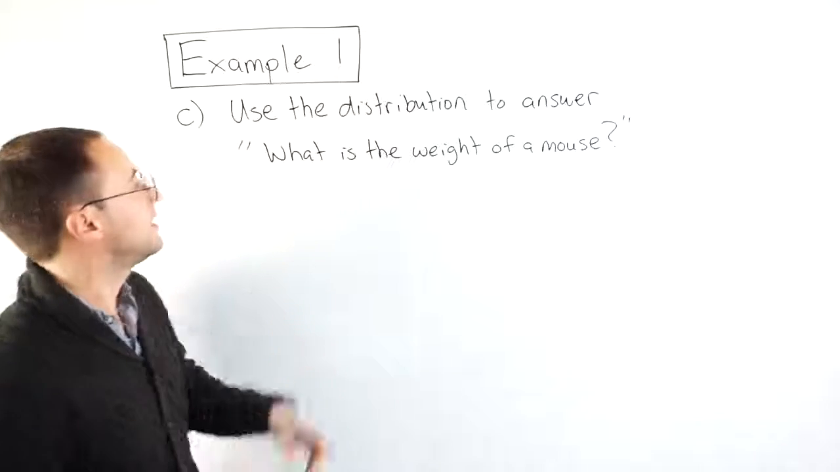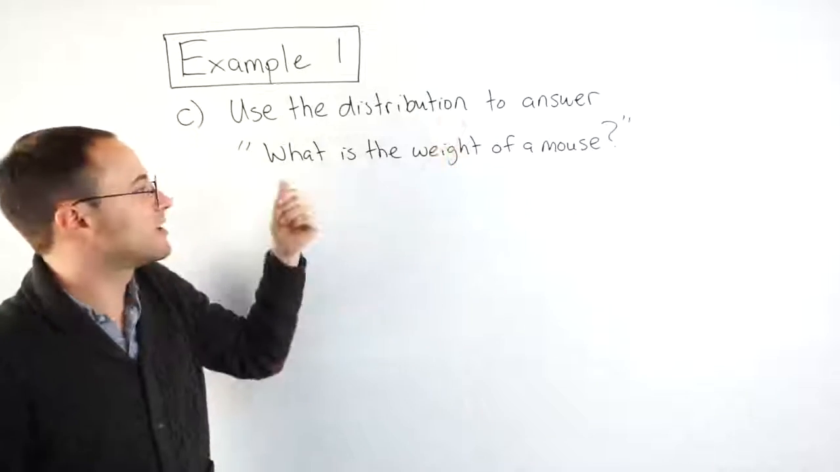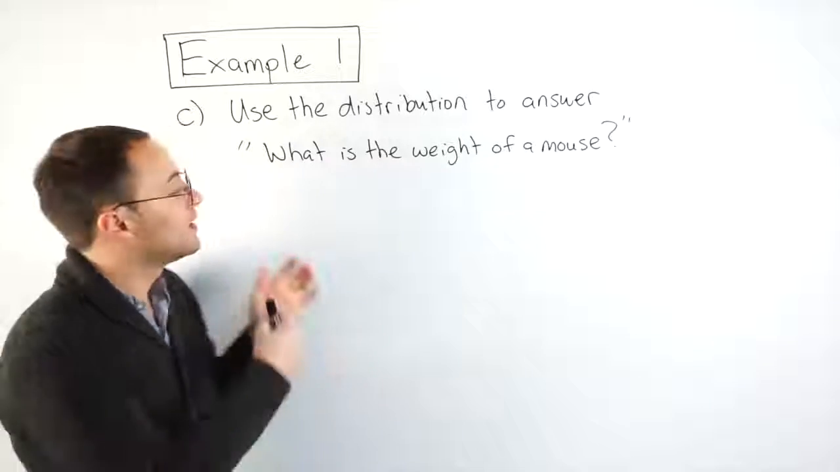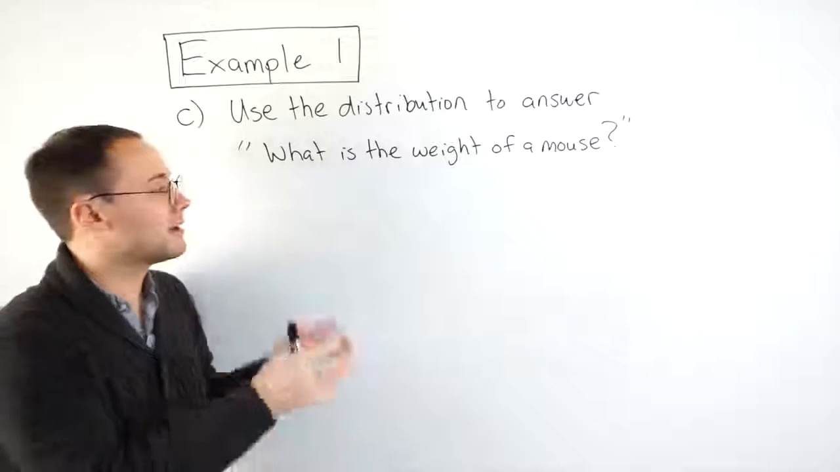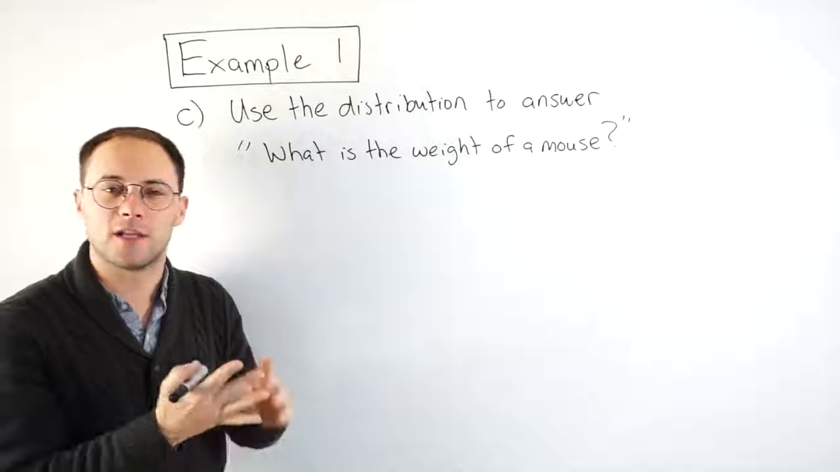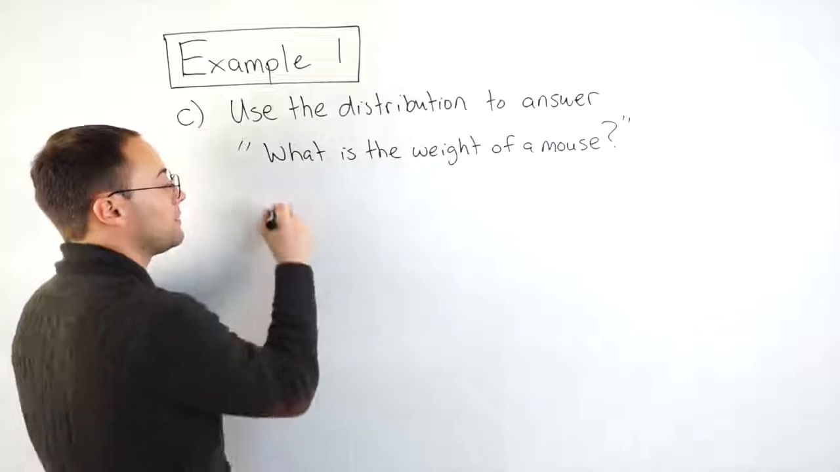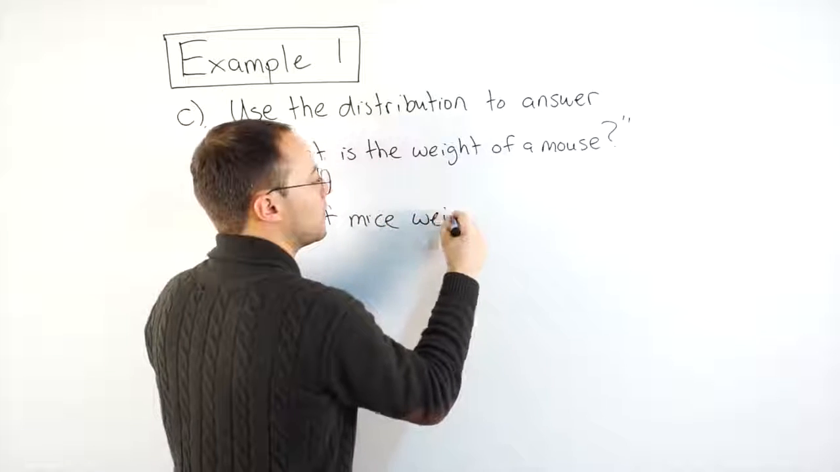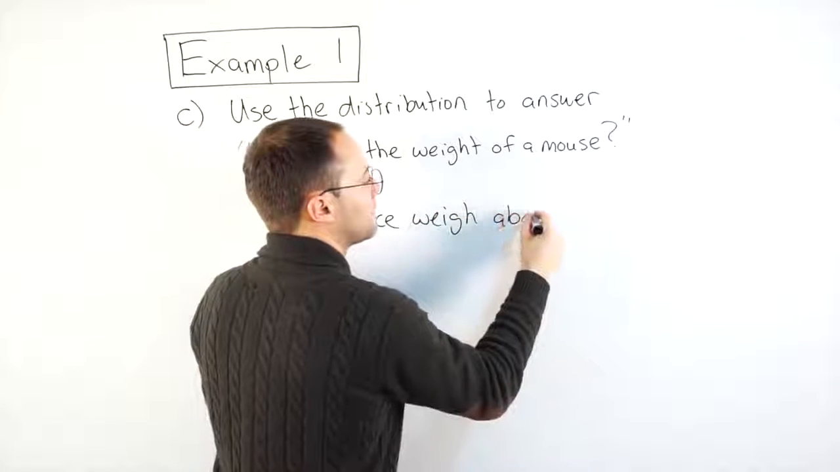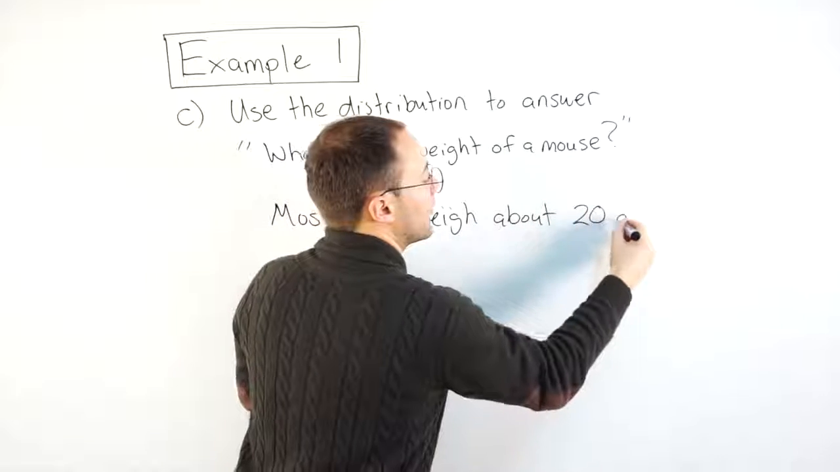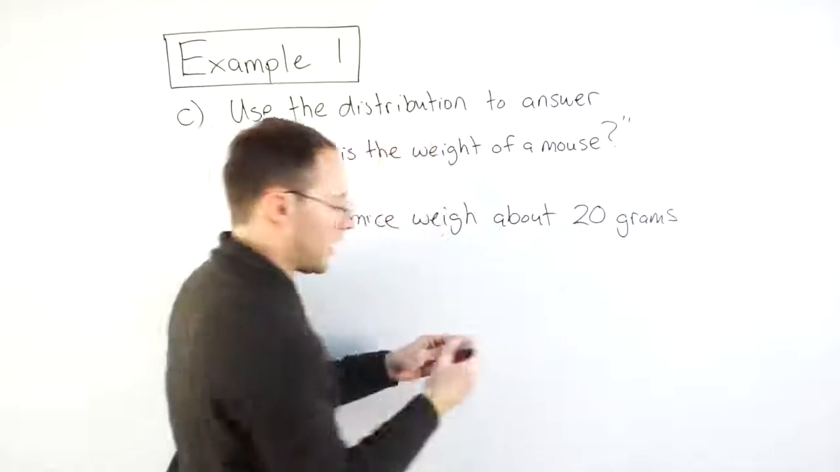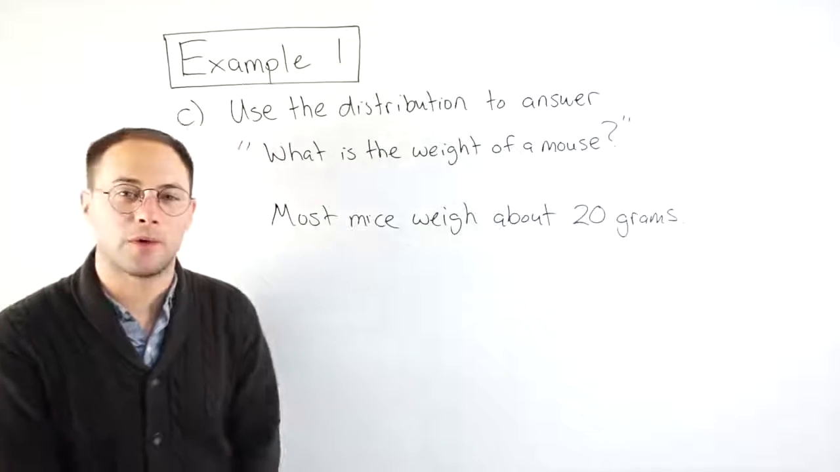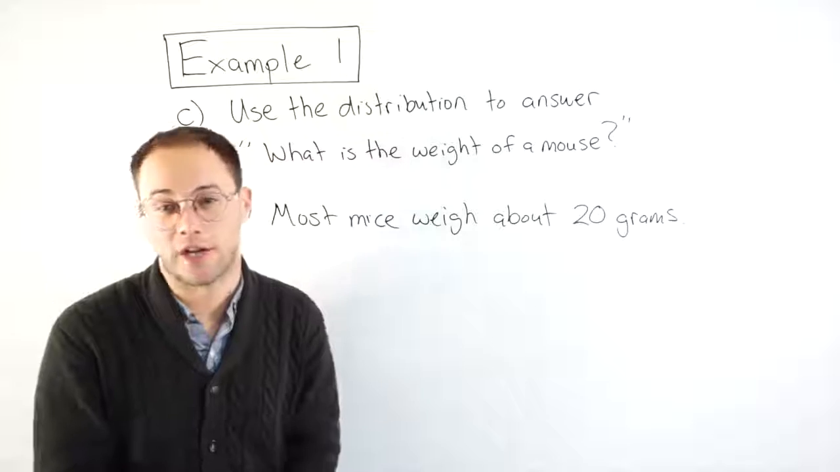Okay, and finally part C, use a distribution to answer what is the weight of a mouse? Our original statistical question. Well, looking at that data, looking at our dot plot and seeing those clusters and the peaks, we can say that most mice weigh about 20 grams, right? Our cluster was around 20, our peak was at 20, so that's how we would answer that question. Here's one to try on your own.